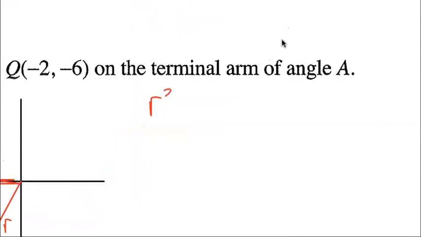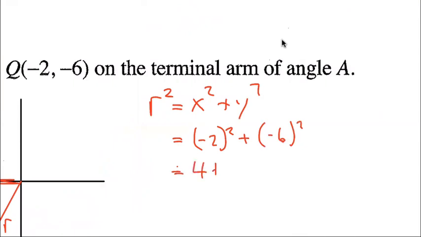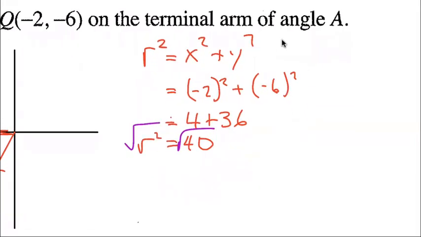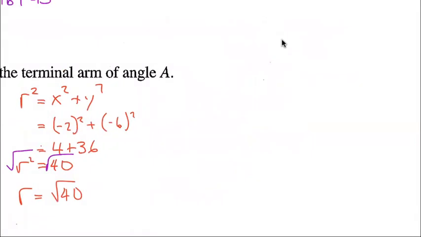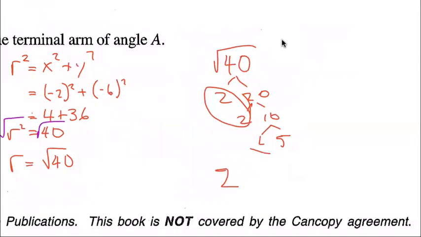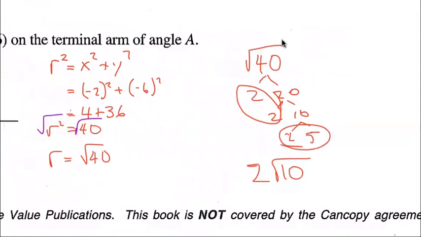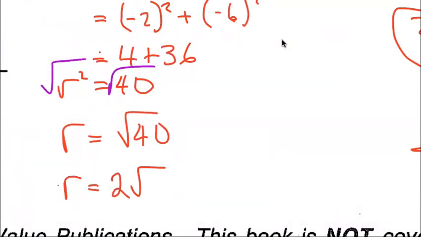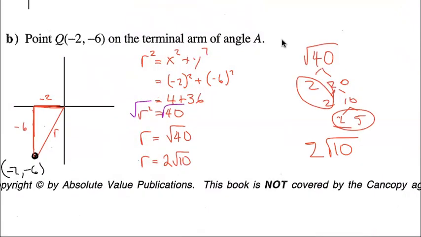So r squared is equal to x squared plus y squared, which is -2 squared plus -6 squared, which is 4 plus 36, which is 40. So r squared is equal to 40, and now we take the square root of both sides, and we get r is equal to the square root of 40. That is not perfect, so I need to simplify it. Somewhere I'm going to do my radical simplification work. Draw your tree: 2, 20, 2, 10, 2, 5. There's my group of 2. That 2 comes out, and 2 times 5 stays on the inside, 10. So this is actually 2 square root 10. You're going to need to refresh your memory on how to simplify radicals.